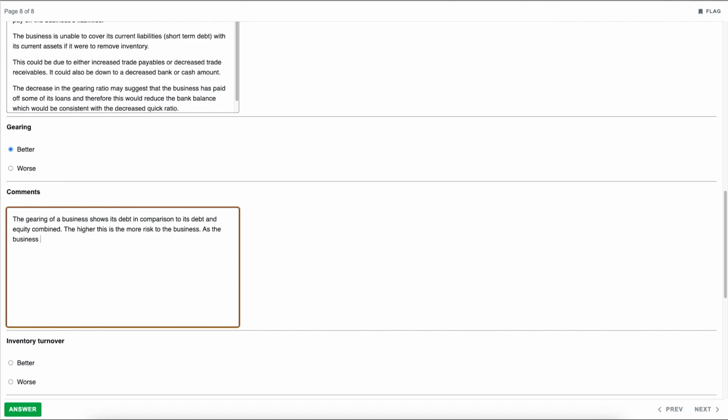As the business has reduced its gearing, this is showing the business has reduced its risk. So this could be down to a number of reasons. So they've either reduced their non-current liabilities or they have increased their share capital or retained earnings. So all we need to show is this new paragraph.